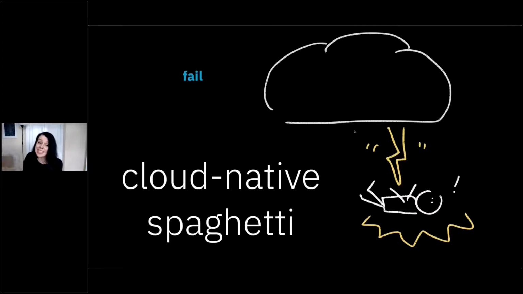Another one is cloud native spaghetti. What sometimes happens when we do use microservices is we think we're decoupled, but we're not decoupled. We're just distributed. So we have our communication going over the network, but this application, it's just a pile of spaghetti, and every time we change one thing, everything else breaks.